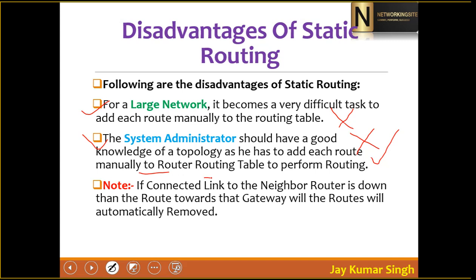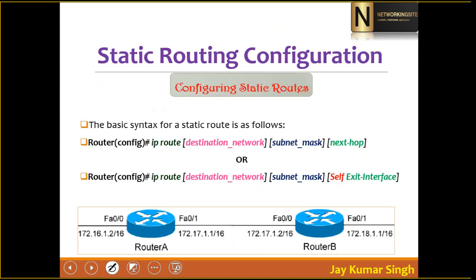Note, if the connected link to a neighbor is down, this is the practical part. If you do the practical, then you will see. Whatever routing you configure on your router, if your neighbor is disconnected, your routing table entry will be automatically removed. Yes, we'll see that one.